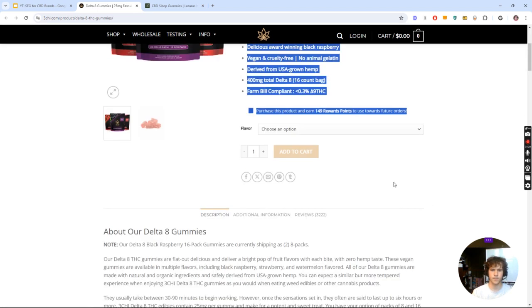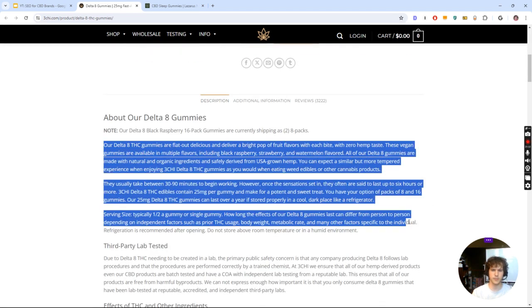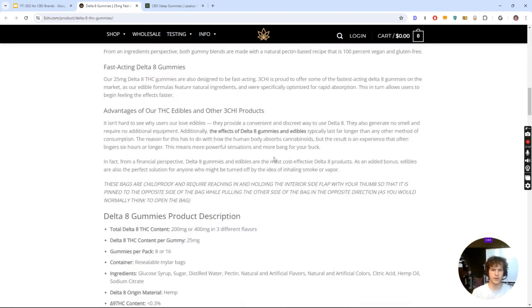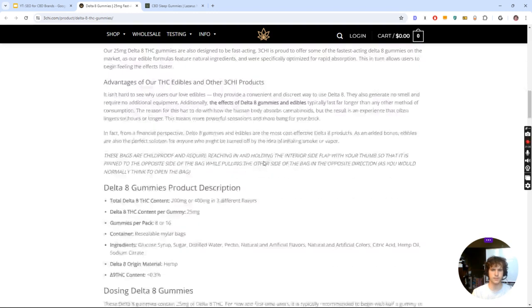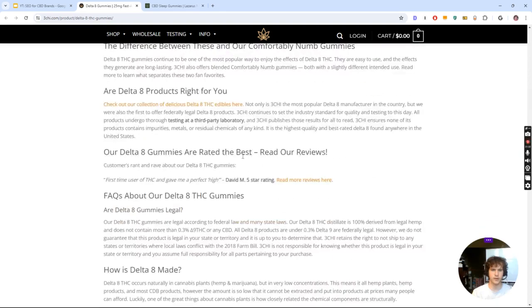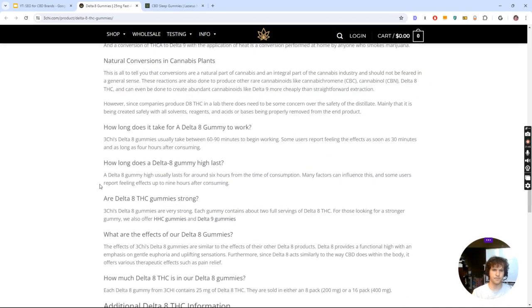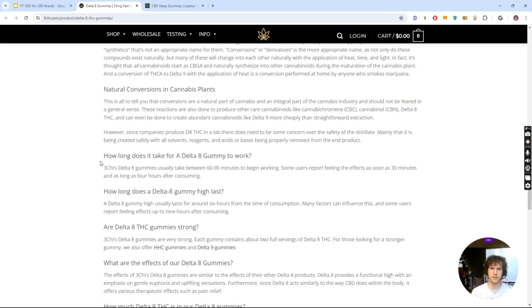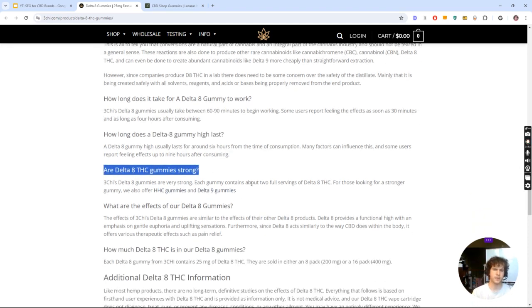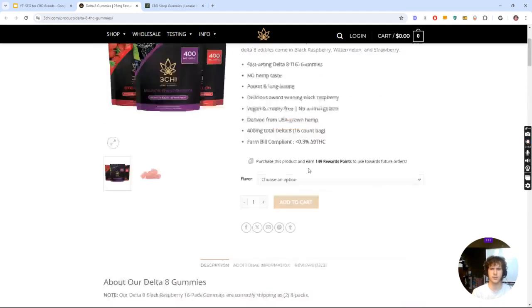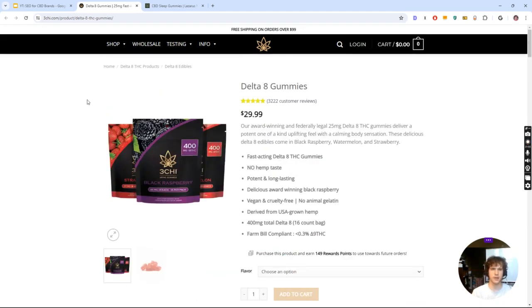right here. Down here, they go more in depth on the product, and they also answer FAQs, kind of down here. Yeah, here you go. So are they legal? How is Delta 8 made? How long does it take for these gummies to work? How long does the high last? Are they strong? Etc. So this is kind of a product page that's pretty good. It's SEO optimized, and it's good for users because they can kind of get all their questions answered.